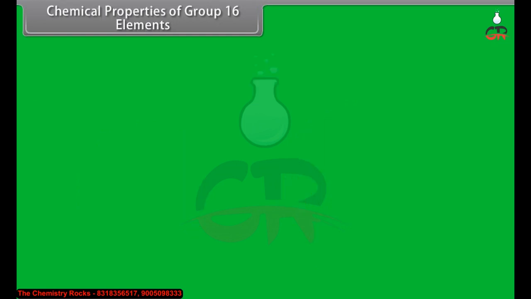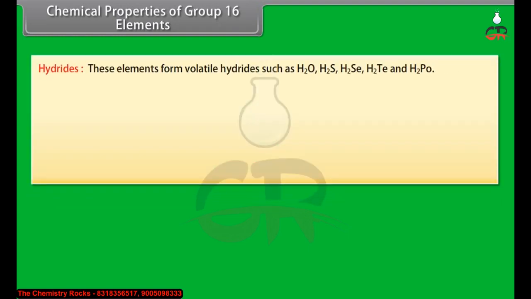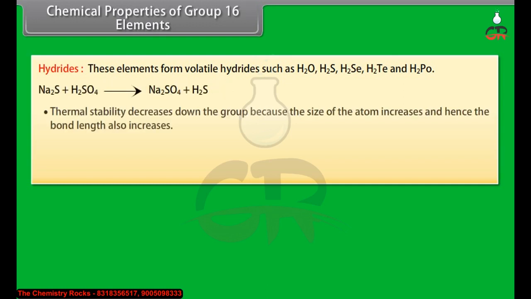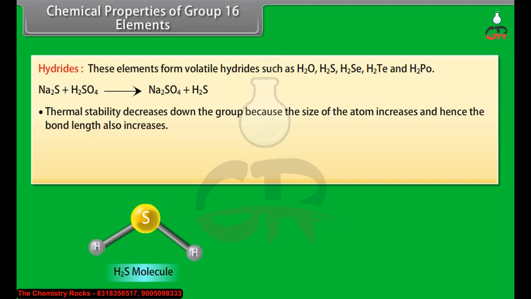Chemical properties of group 16 elements. Oxygen is the most reactive of these elements. Some important trends in the chemical reactivity of the compounds of these elements are following. Hydrides. These elements form volatile hydrides such as H2O, H2S, H2Se, H2Te and H2Po. Thermal stability decreases down the group because the size of the atom increases and hence the bond length also increases.